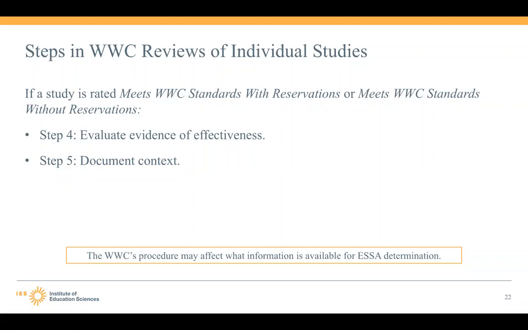This is where the statistical significance of findings comes into play. Step 5 on the slide is documenting context, such as the study location, for instance, and sample characteristics. Like step 4, step 5 only applies to studies that meet WWC standards with or without reservations.